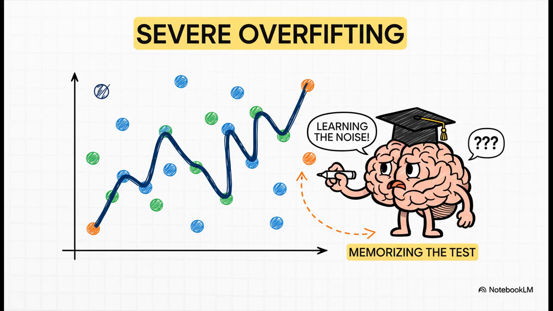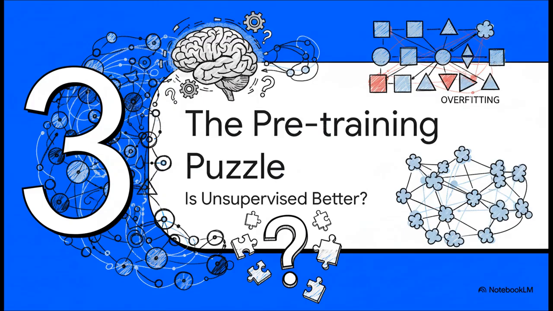It's like you memorize the answers for one specific test, but you're totally lost when you have to solve any other problem. You know, that whole overfitting thing leads us straight into our third and honestly maybe the most fascinating challenge. If supervised learning can backfire, maybe the answer is to let the model learn on its own first, with a bunch of unlabeled data. This is what we call unsupervised pre-training, but its real role is a total puzzle.